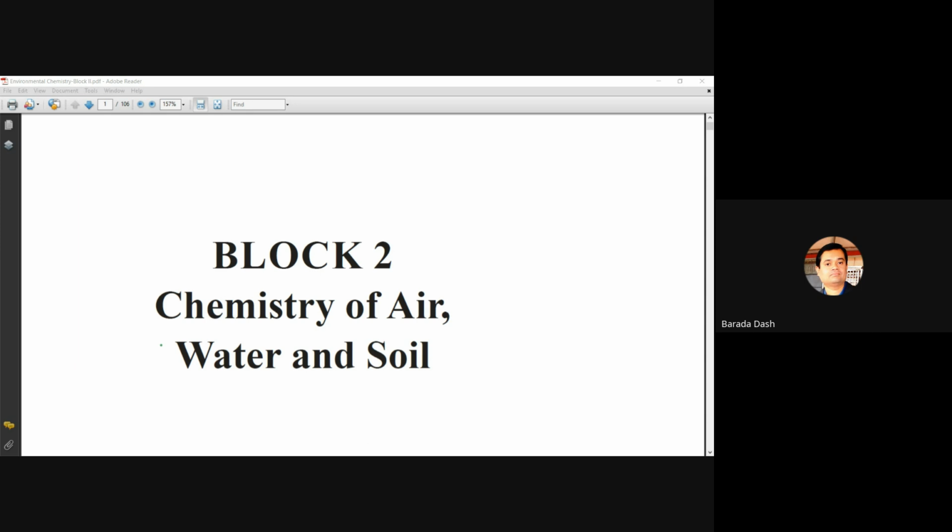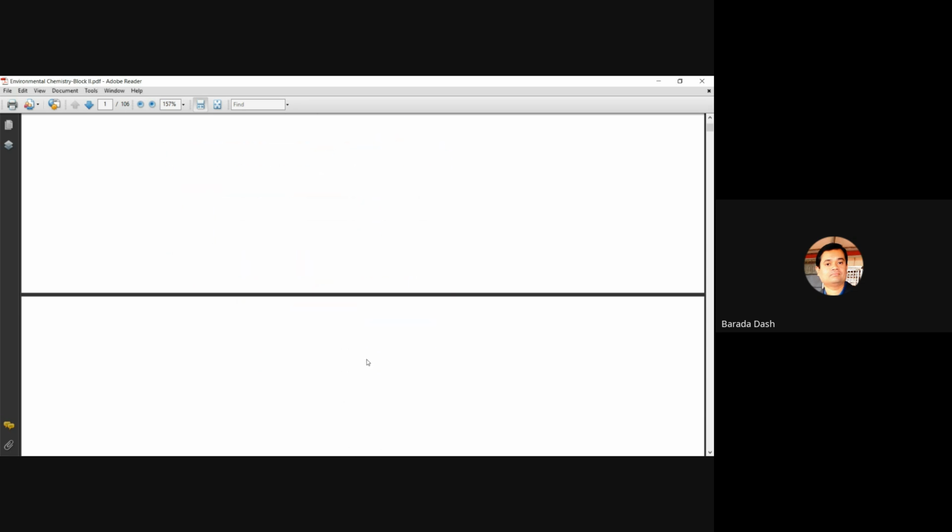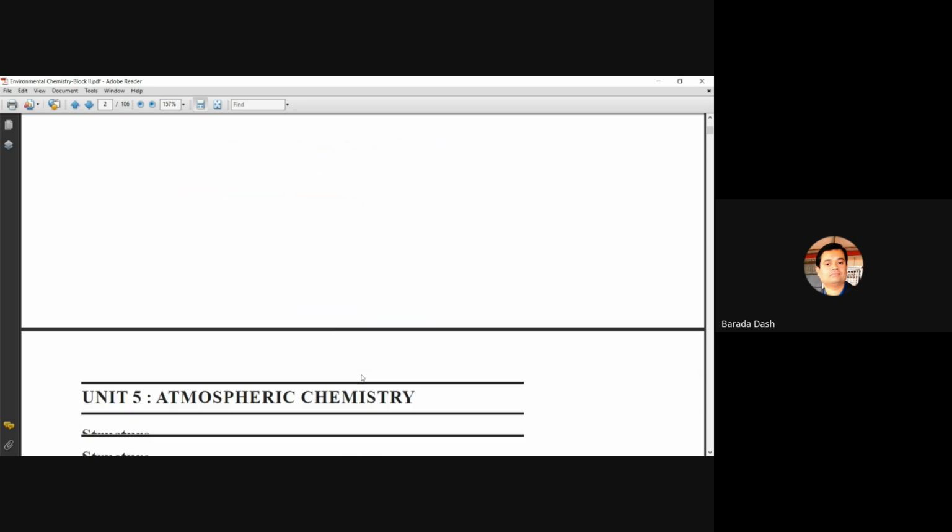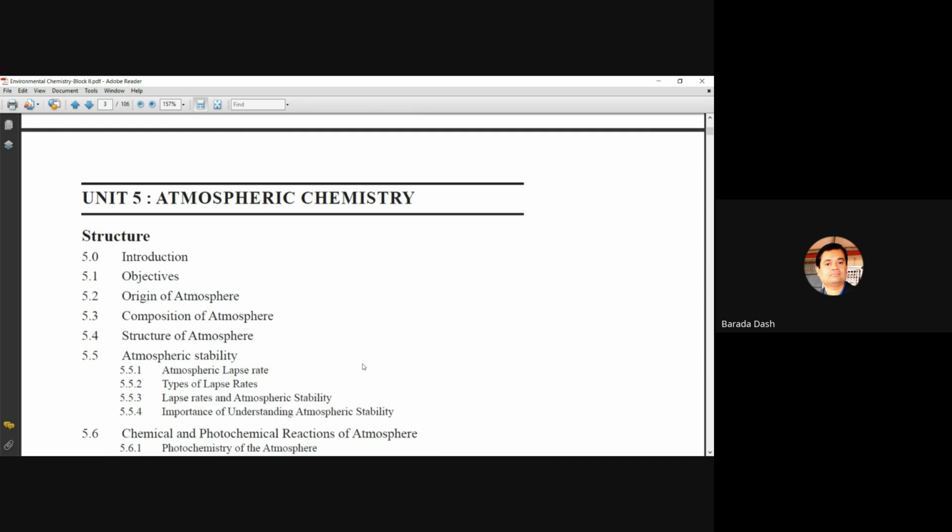Today we are going to discuss block 2 of your environmental chemistry. In that you have the chemistry of air, water and soil. It has three units: chemistry involving air pollution, chemistry involving water pollution, and chemistry involving soil pollution. So now let us start with atmospheric chemistry, or the chemistry involving air pollution. So what are the components of this unit?